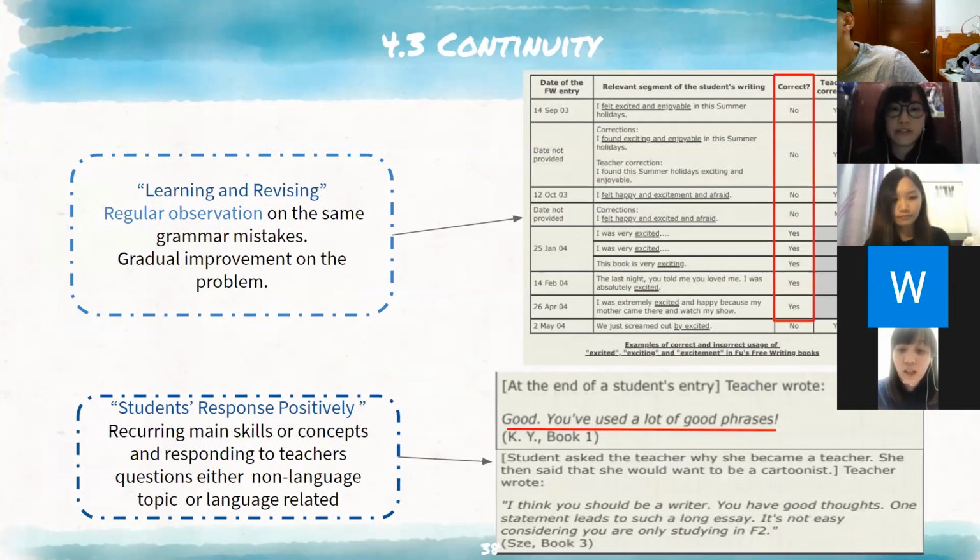For learning and revising, teachers have a regular observation of the same grammar mistakes. For example, the usage of excited, excitement, and exciting. Students are easy to mix them up. So teachers keep an eye on these mistakes and give them reminders. Eventually, students can have a gradual improvement on the problem. Teachers give students positive comments and encouragement. Students have a positive response to free writing.